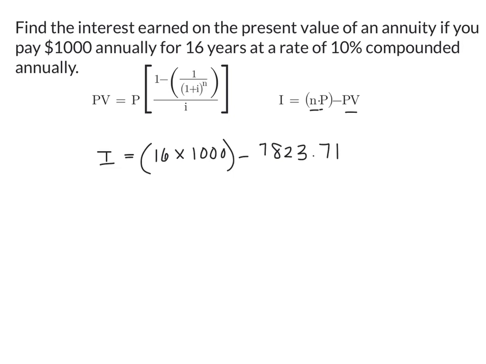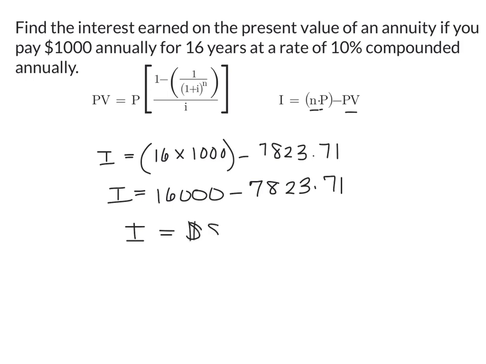So we have the interest earned, I, equals 16 times 1,000 minus $7,823.71. First, you'll multiply 16 by 1,000 to get 16,000. Next, you'll subtract $7,823.71, and we get a final answer of $8,176.29, and that's the amount of interest earned on the present value annuity.